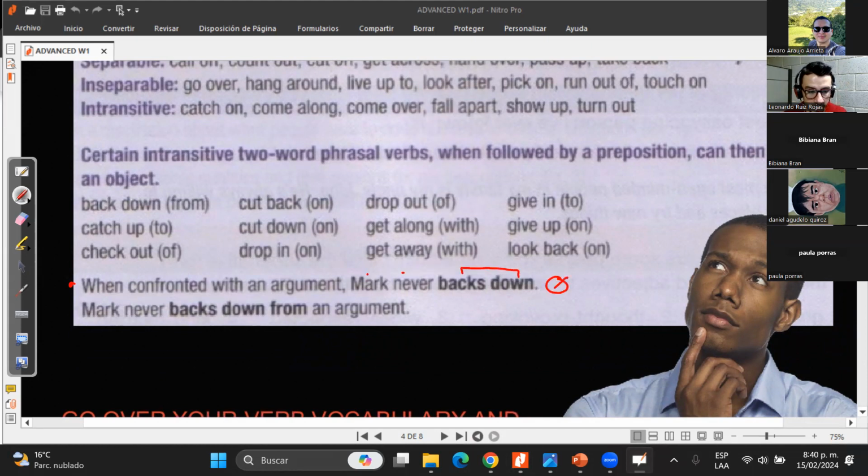Fin, y ya, no hay un objeto después, o sea que es intransitive, ¿yes? Es intransitive. Pero si le coloco la preposición from, puedo añadirle de qué se retira. Entonces, Mark never backs down from an argument. Ahí sí tengo, es transitive, pero es inseparable. El objeto vendría siempre al final, solo porque le agregué una preposición. ¿Listo? Es posible, no es obligatorio, es simplemente posible. ¿Ok?